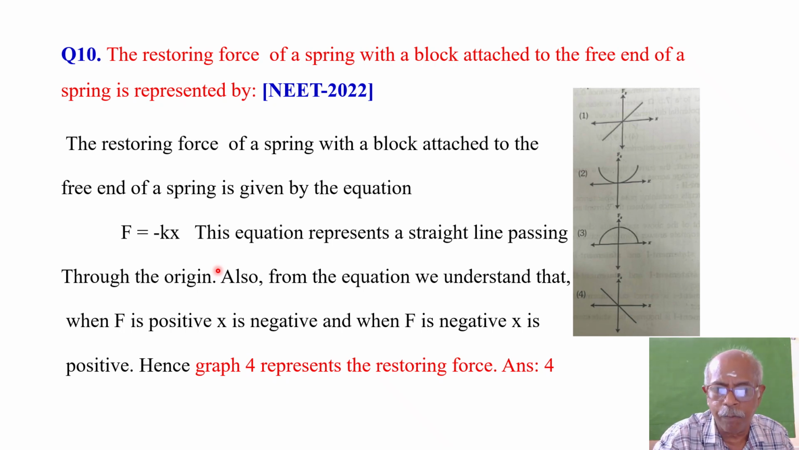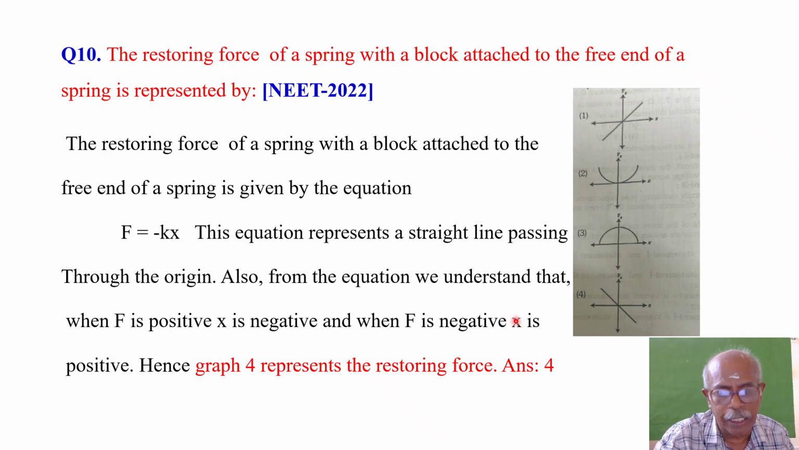What does it mean, sir? This equation represents a straight line passing through the origin. Here, both option 1 and 4 are lines passing through the origin. So options 2 and 3 are eliminated. It is not a parabola. This equation does not represent a parabola. So F is equal to minus kx.